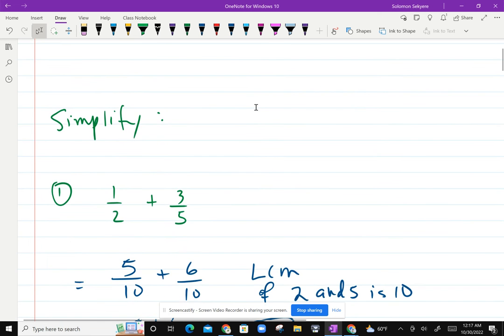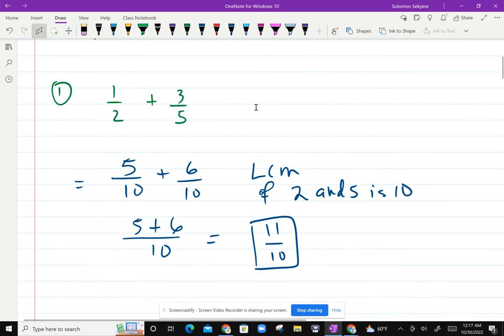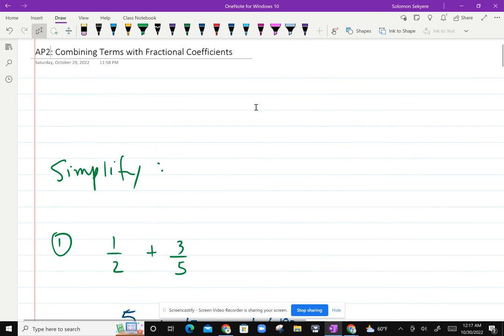Okay, so let's work on combining fractions. Suppose you have 1 over 2 plus 3 over 5. What do you do? You have fractions with unlike denominators.